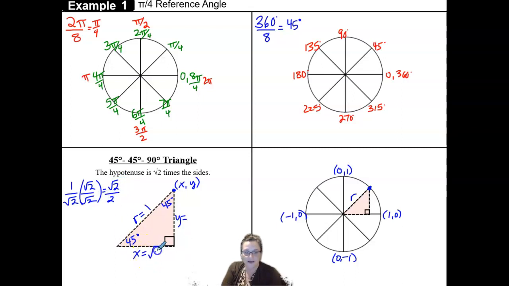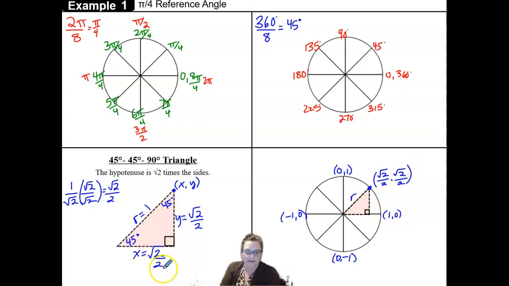So the x coordinate of our ordered pair is square root of 2 over 2, and the y coordinate of our ordered pair is also square root of 2 over 2. So this coordinate for the 45 degree or pi over 4 reference angle is square root of 2 over 2, comma, square root of 2 over 2.